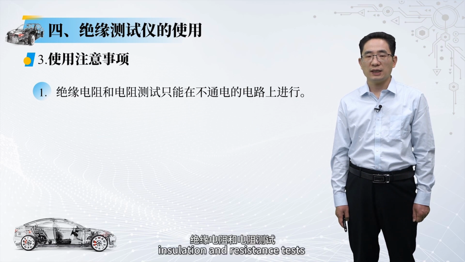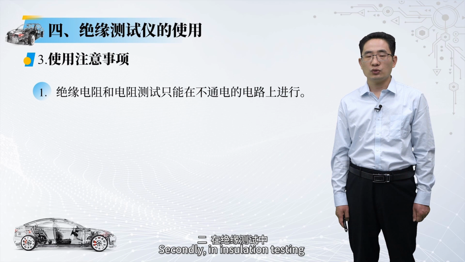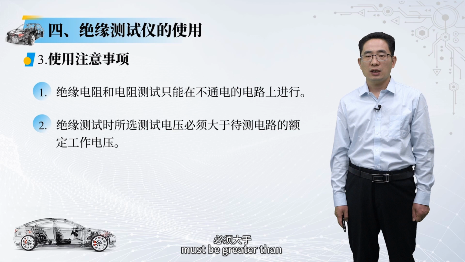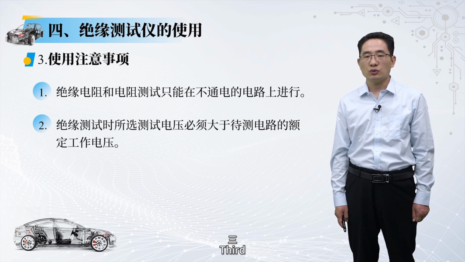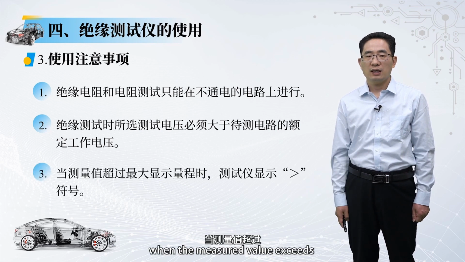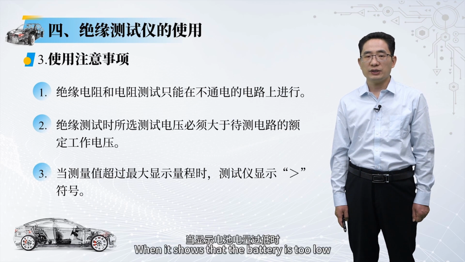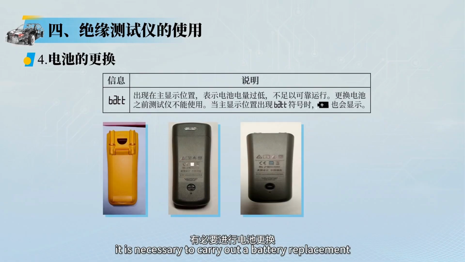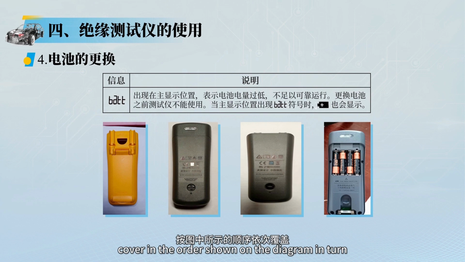First of all, insulation resistance tests can only be carried out on unenergized circuits. Secondly, in insulation testing, the test voltage selected must be greater than the rated operating voltage of the circuit to be tested. Third, when the measured value exceeds the maximum display range, the tester displays an overrange symbol. When it shows that the battery is too low, it is necessary to carry out a battery replacement and remove the rear end cover in the order shown on the diagram.